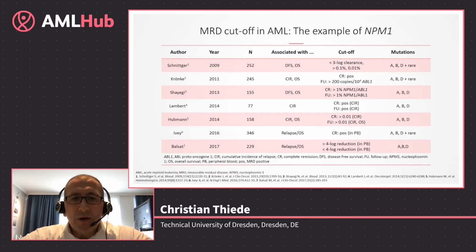To give you an idea of where we are currently standing, I focused on one target, which is actually the most common target in AML, which is NPM1. And you can see a compilation of several larger studies focusing on the prognostic impact of NPM1 mutations in patients with AML. What you can appreciate is that almost all studies identified NPM1 positivity as being predictive for either overall disease-free survival or the incidence of relapse.